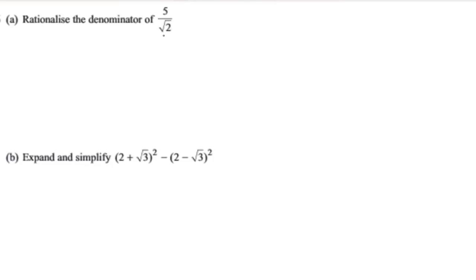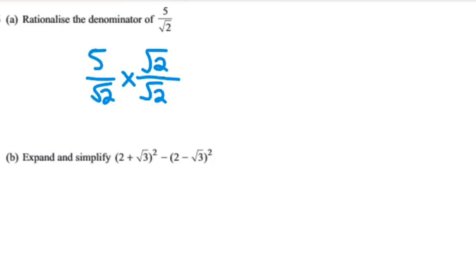That's basically saying we currently have a surd in the bottom of the fraction. We don't want a surd in the bottom of the fraction. We don't mind it being on the top, but we don't want to divide by a surd. So what we're going to do here is start off again with our 5 over root 2, and we're going to times by root 2 over root 2.